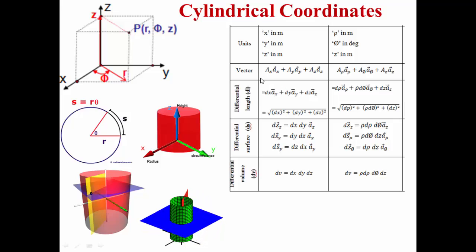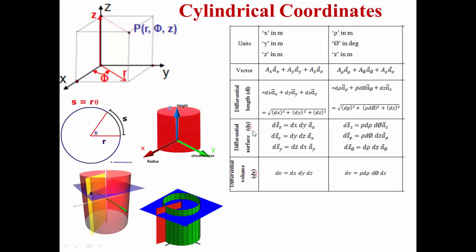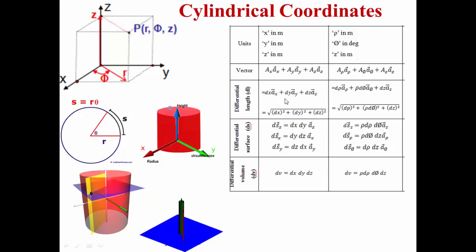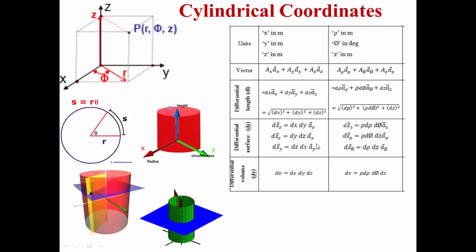Previously, this is the given vector. For this vector, you have written this answer. For the differential length, this is the differential length vector representation. This is the magnitude of that vector length. Then for the surface, this is the answer. For the volume, this is the answer.